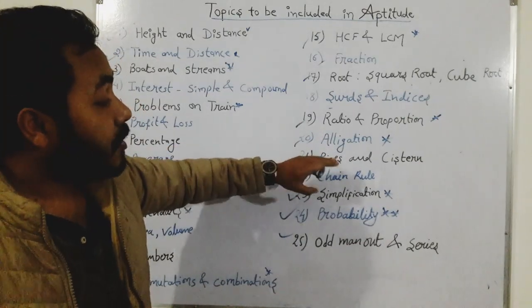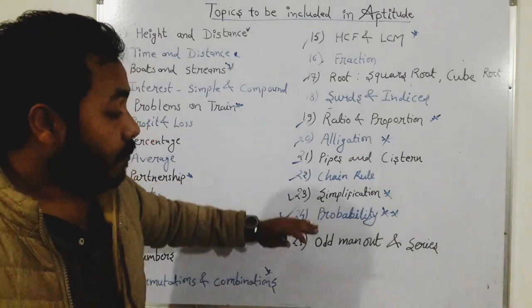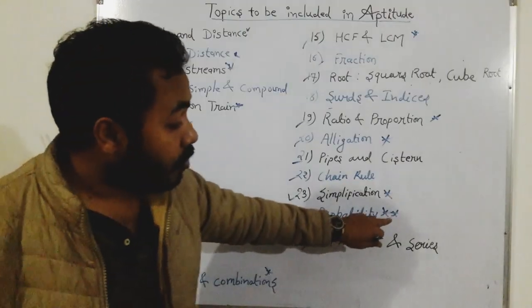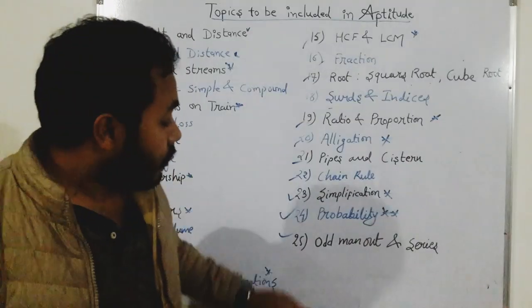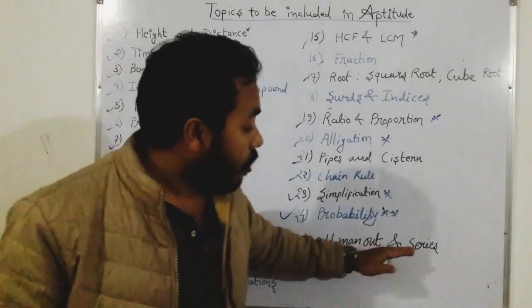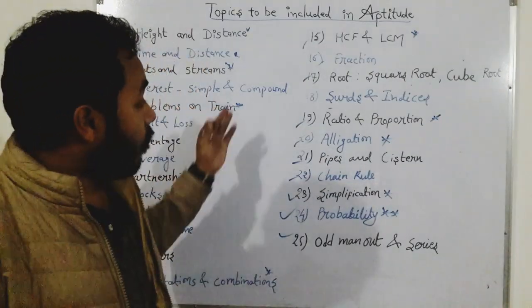Okay, then pipes and cisterns, then chain rule, then simplifications, then probability. I am putting a double star here because it also comes in mathematics sections. Then odd man out or series types of problems. So guys, I will cover all these topics in the coming lectures.